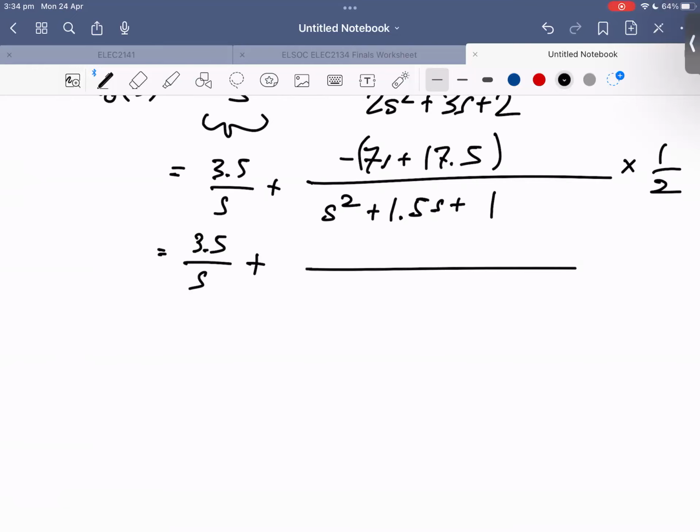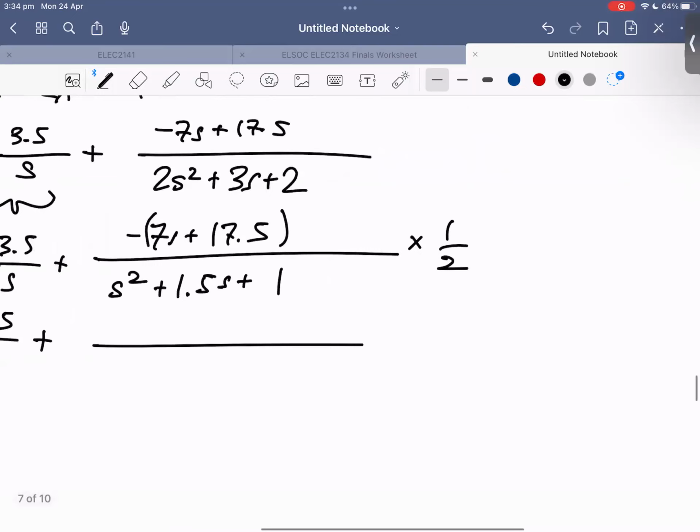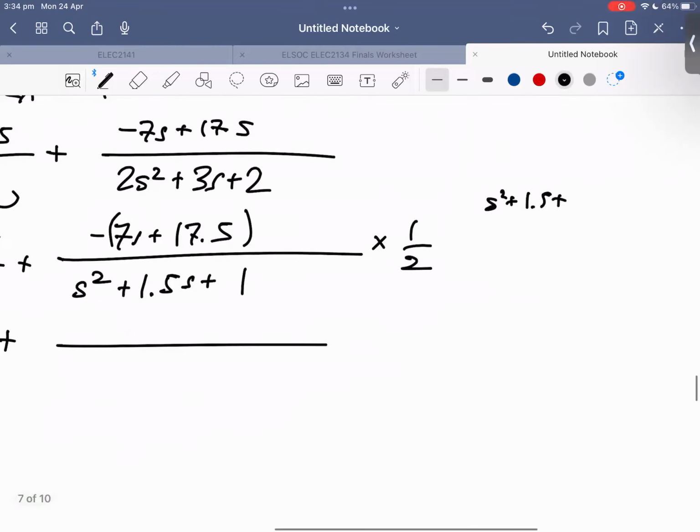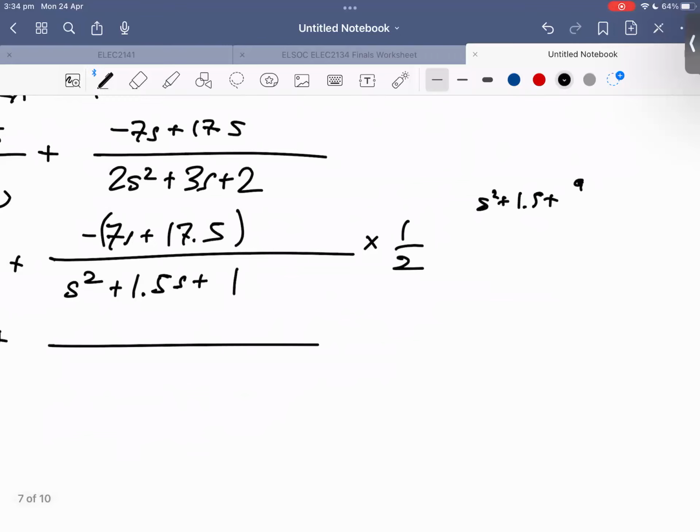So now I can go ahead and complete the square. If you remember, to complete the square, so S squared plus 1.5, I need to divide 1.5 by 2 and square it. So that gives me 3/4 squared, or 9 on 16. And then I have to immediately subtract 9 on 16 to keep the equation the same.